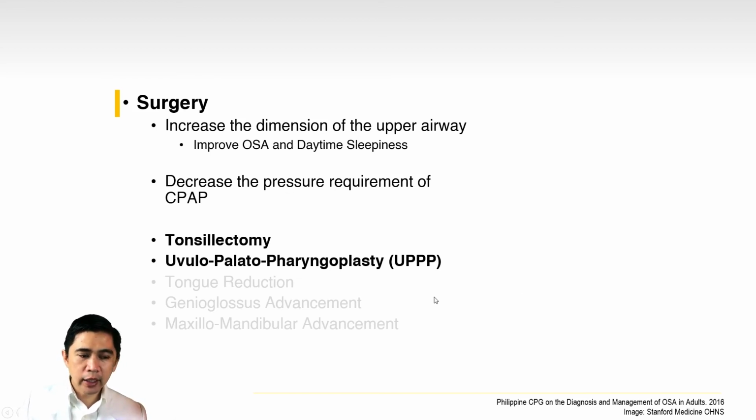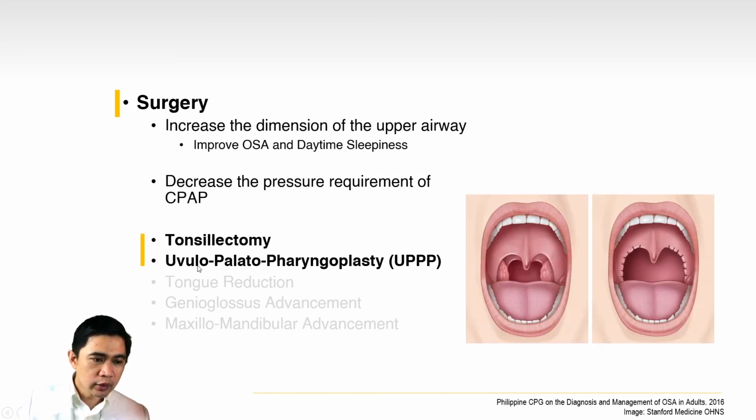We have the tonsillectomy and the uvulo-palatopharyngoplasty or UPPP. Okay, uvulo, the uvula, the palate, and the pharynx. Plasty means repair. So here, this is a good example of both. You remove the tonsils, so there's no tonsils over here. And palatoplasty, the palate is being repaired. It is lifted upwards. You also lift the uvula up if you lift the soft palate up.